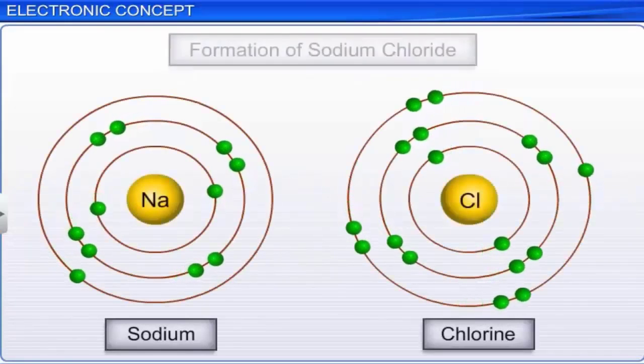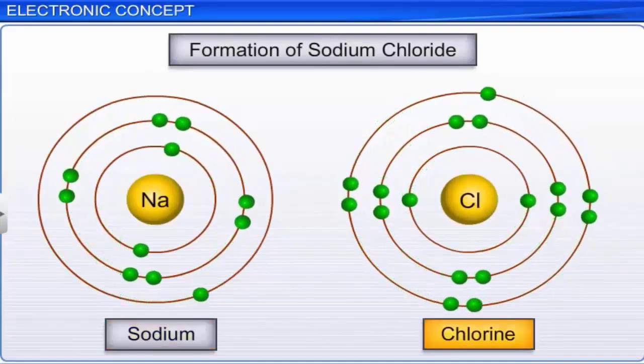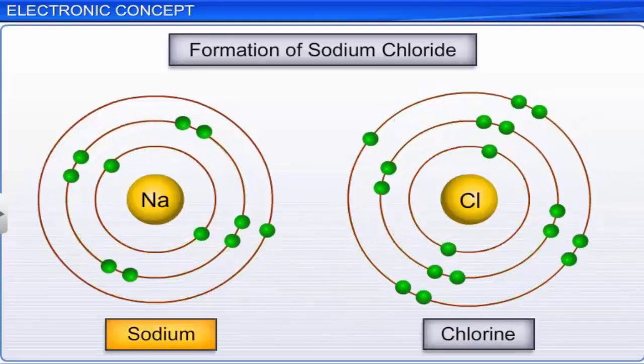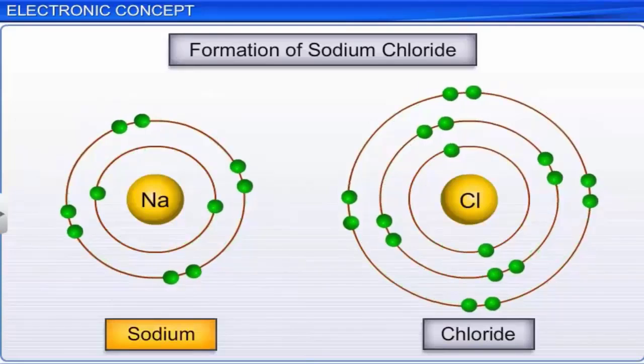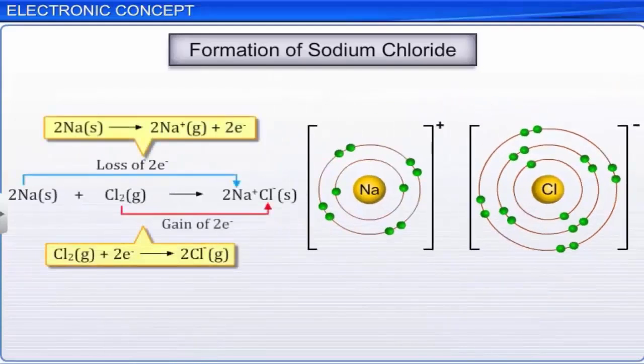Let's take the example of the formation of sodium chloride from sodium and chlorine. In this reaction, sodium loses an electron and forms Na+ ion, while chlorine gains an electron and forms Cl- ion. Hence, according to electronic concept, sodium is said to be oxidized, whereas chlorine is said to be reduced.